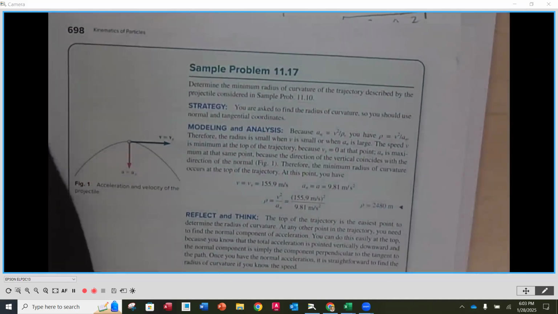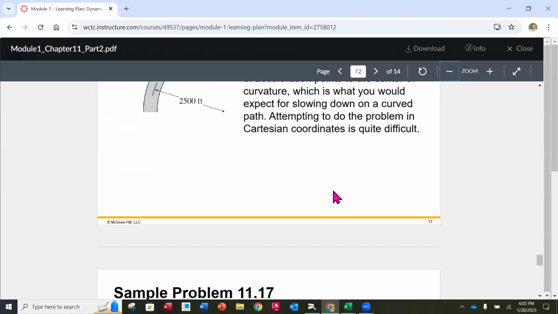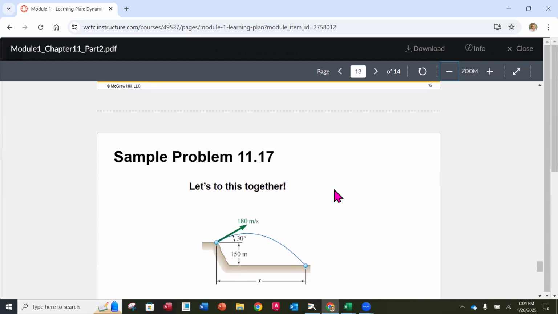The second problem is sample problem 1117. And I think it's going to be easier for everybody to see it if we pull it up on the screen here, okay? So for problem 1117, they want us to determine the minimum radius of curvature, phi, on the trajectory described by the projectile considered in sample problem 1110. We did this one the last time we were together, okay? So what I'm going to do is pull out that problem.